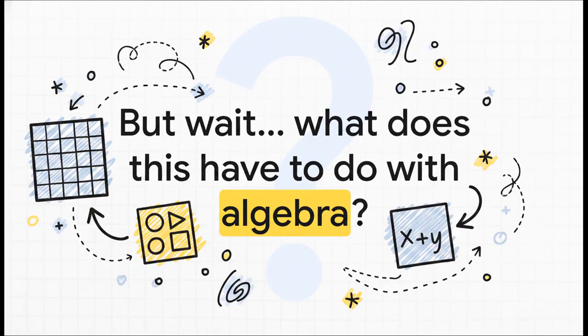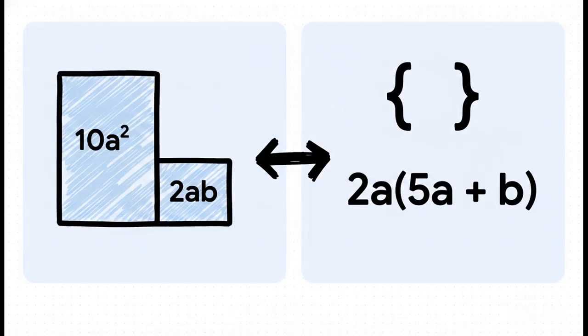Okay, so right about now, you're probably thinking, that's great, I can find the area of a rectangle, but I thought we were talking about algebra. Well, hold on, because this is the moment where it all connects. Okay, check this out. On the left, you've got the area we just figured out using our picture, right? 10a squared plus 2ab. And on the right, that's a standard algebra problem you'd see in any textbook. Expand the expression 2a times the quantity 5a plus b. Look closely. The answer we found with our drawing is the solution to the algebra problem. They're the exact same thing.